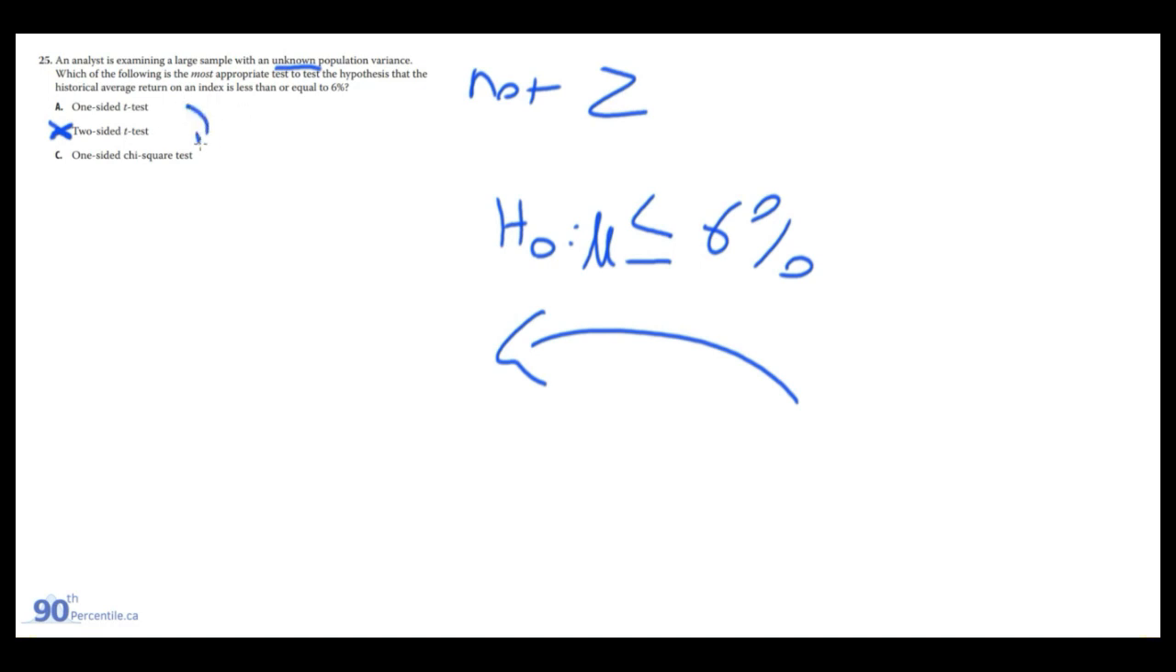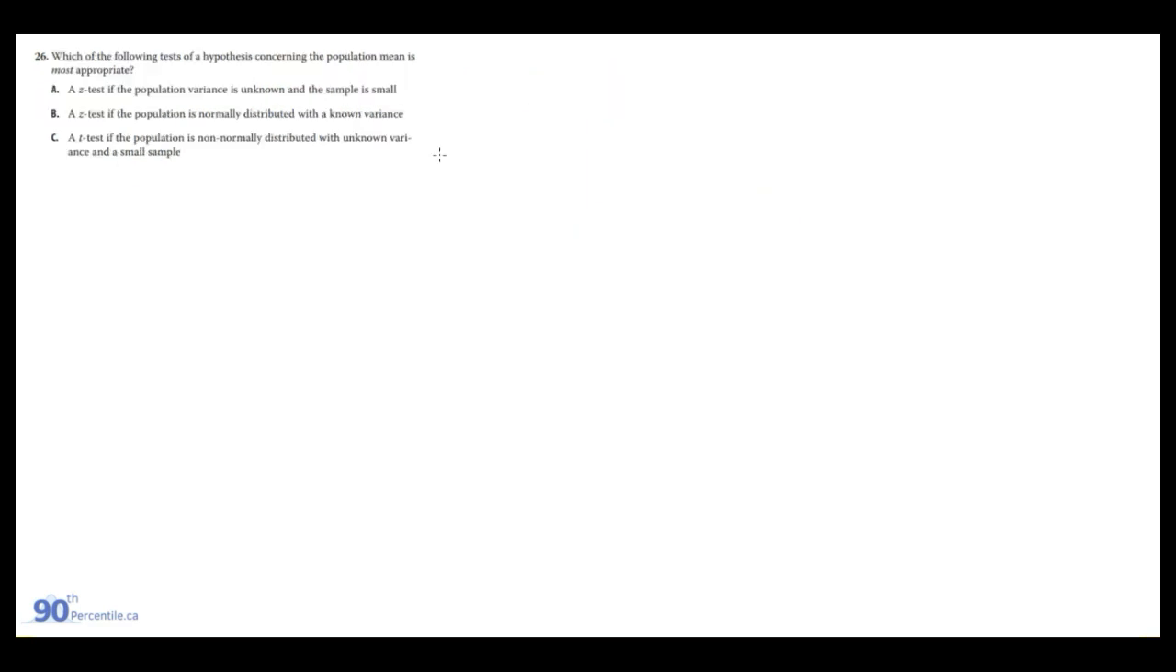Now our remaining answers are a one-sided t-test or a one-sided chi-square test. Haven't brought it up yet, but the chi-square test is used to test a variance of a population, not a mean. So in the case where you're testing a variance, you would use this, but in this case, we're worried about the average return, which is a mean. So the answer is a one-sided t-test.